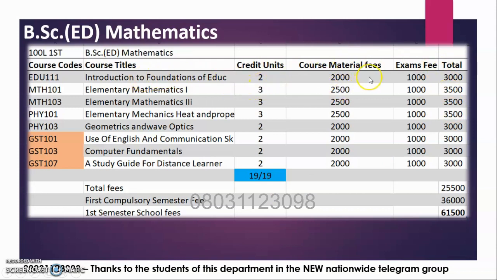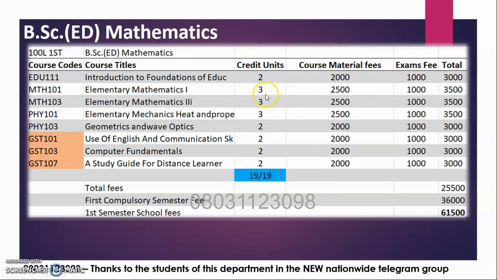A 2 unit course is 2,000. Even a 1 unit course is 2,000 for the registration, and then the exam registration fee. Add them together, you get this total here, which comes to 25,500, added to 36,000, the first compulsory fee. There are compulsory fees you pay every semester. The first one is 36,000, but from second semester 100 level onwards until you graduate, it becomes 18,000.